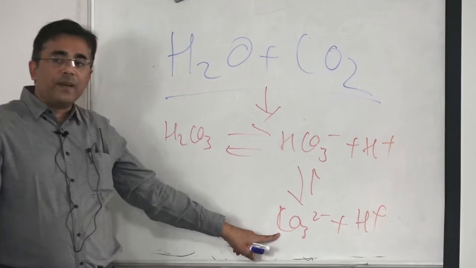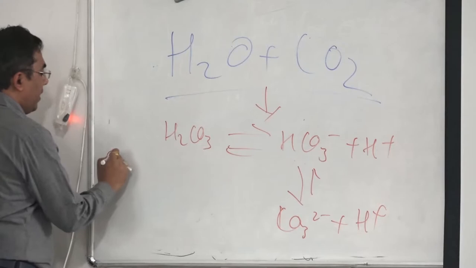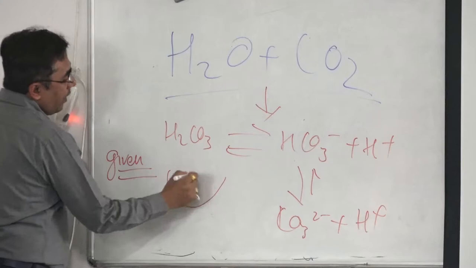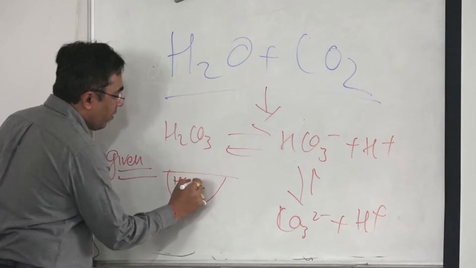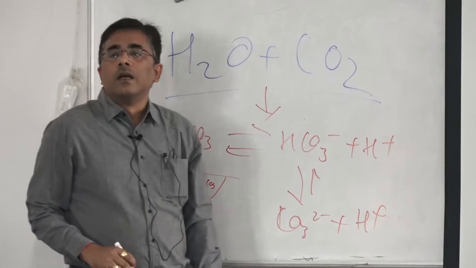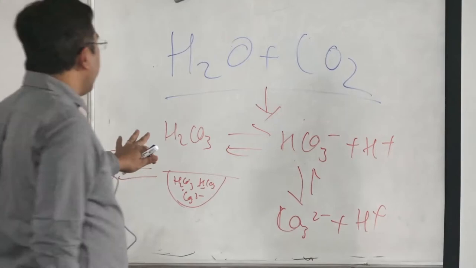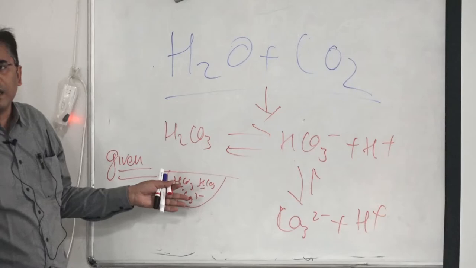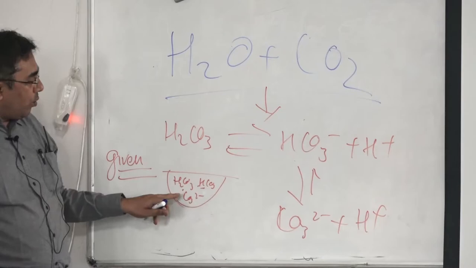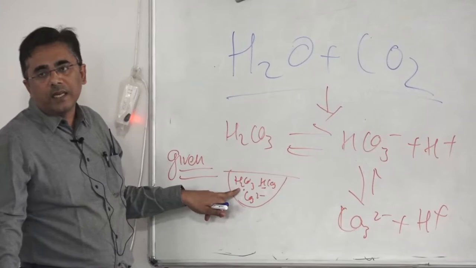Suppose there is a river water. In the given water, should I measure H2CO3, or HCO3, or CO3? What should be measured? What do we measure in the field? In the field, we measure bicarbonate. But do we think that there will be no carbonate, or no carbonic acid?